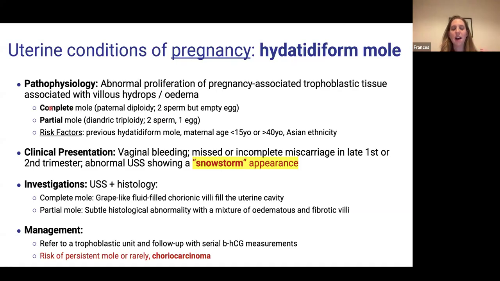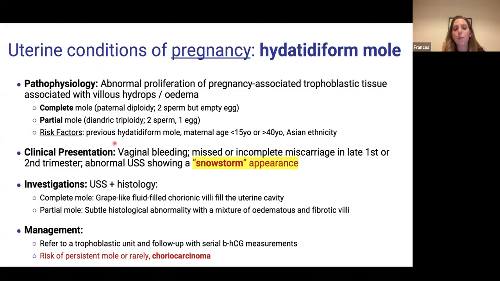So essentially, you normally have one sperm, one egg, but if it's a complete mole, what happens is that you have two sperm, but they fertilize an empty egg, so there's no maternal DNA within the egg, and so this is obviously destined for failure. This is unviable. You can have a partial mole where two sperm fertilize a single egg, and now you essentially have 3 sets of chromosomes instead of 2. So that's obviously problematic as well. And essentially, these are your risk factors.